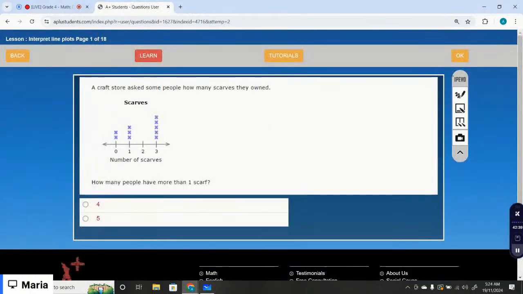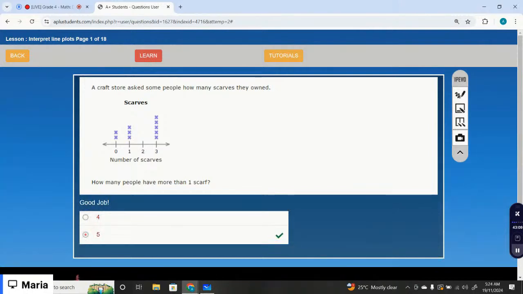A craft store asked some people how many scarves they owned. How many people have more than one scarf? So you need to count the number of people that have more than one scarf. More than one, you don't have any value in front of two, only three have. 1, 2, 3, 4, 5 crosses. So the correct option is 5. Option number 2 is the correct option.